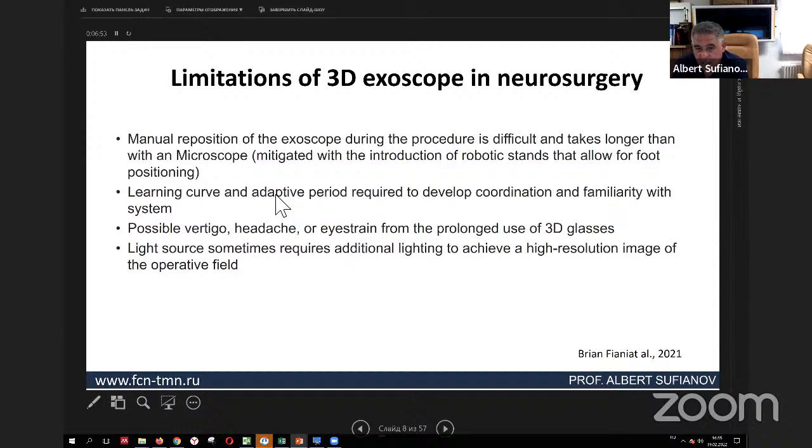Another limitation is the learning curve and adaptive period required to develop coordination and familiarity with the system. Sometimes, rarely but possibly, vertigo and headache from prolonged use of the 3D glasses. And the light source sometimes requires additional lighting because it is not enough. Sometimes this is very relevant in pineal region surgery, where the exoscope's light source is not enough and needs some additional lighting, and sometimes it's not very useful.